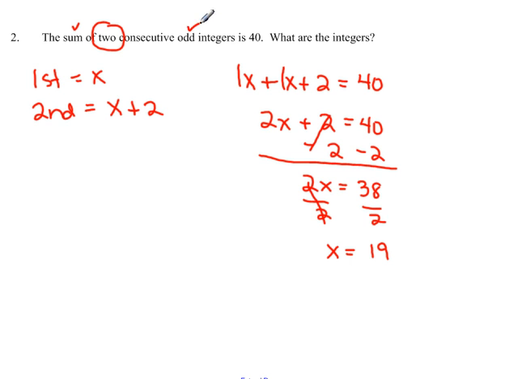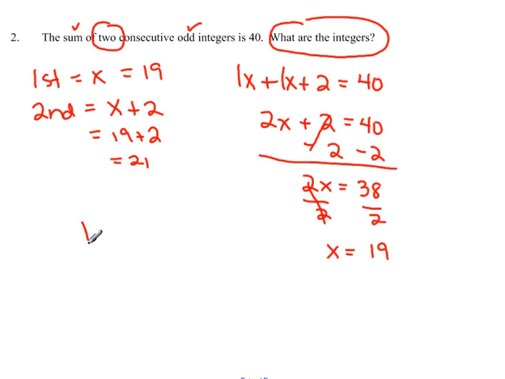Also, this said consecutive odd integer, so this number should be an odd number, which it is. So then the next thing you do is answer the question, what are the integers? Well, the first one is just 19 because it's x. The second one is 19 plus 2, or 21. So the numbers are 19 and 21. A quick check is that they're both integers, they're both odd, and they're consecutive, one right after the other. And if you add them together, 19 plus 21 does equal 40.